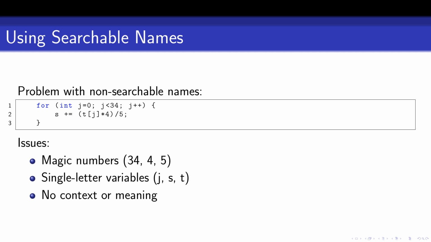Searchability is another naming superpower. Take this code snippet, a loop with j, s, and t, plus magic numbers like 34, 4, and 5. Searching for j or 5 in a big codebase is a nightmare. You'll get hits everywhere, and good luck figuring out which one matters. Single-letter names and raw numbers are like hiding your code in plain sight. Functional, but impossible to track down when you need to.